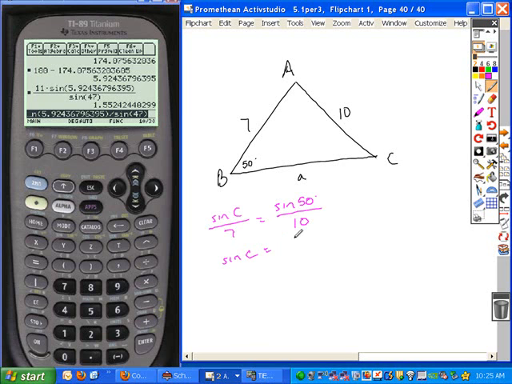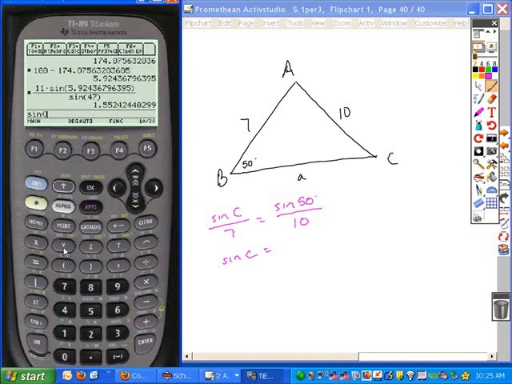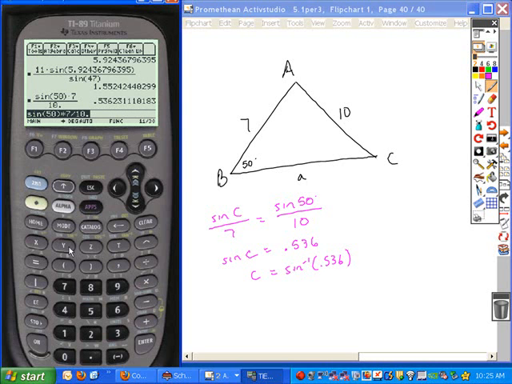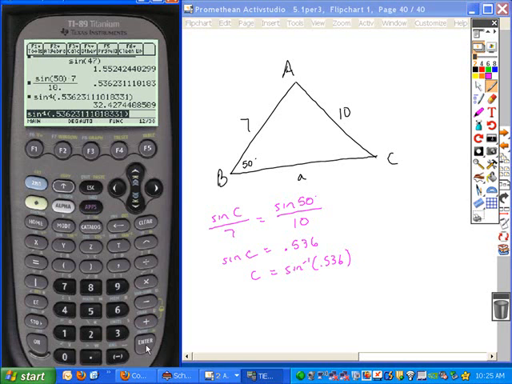Sine of C is equal to, and if we calculate this through, the sine of 50 times 7 divided by 10, put it in decimal form. So we get approximately 0.536. So C is going to be the inverse sine of whatever this ratio is. So we can simply take that inverse sine, highlight the actual ratio, and we get about 32 degrees.